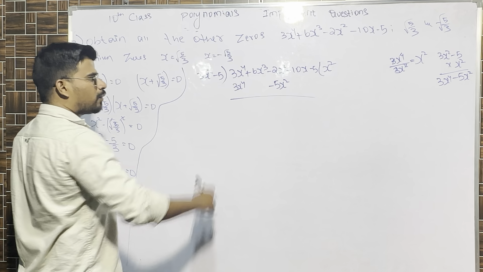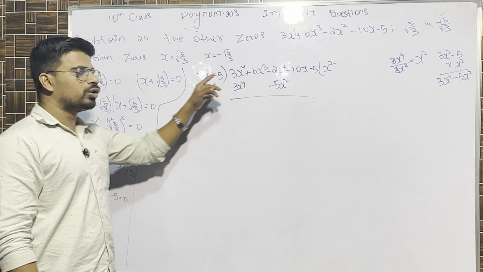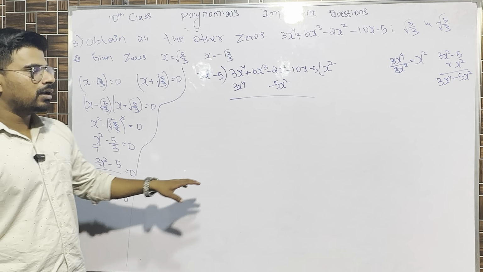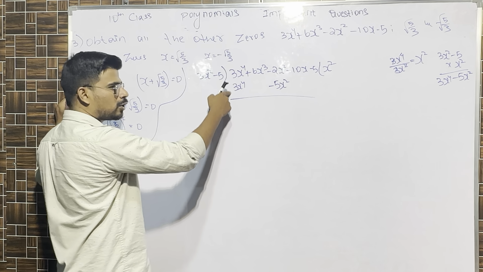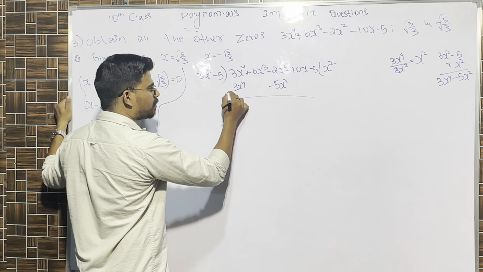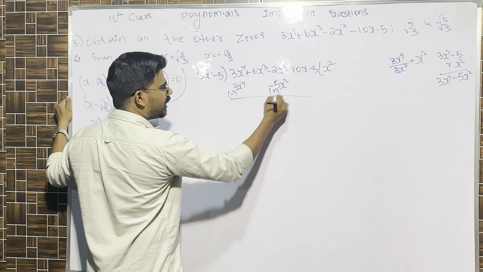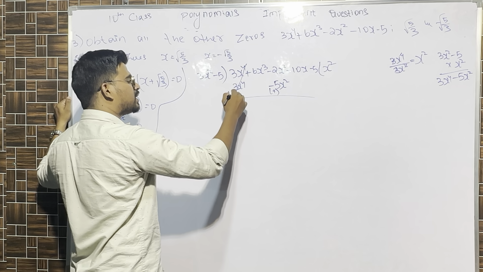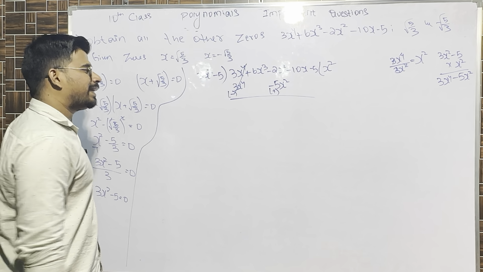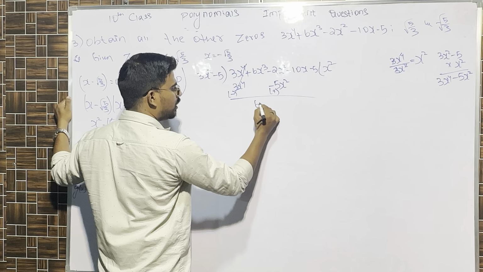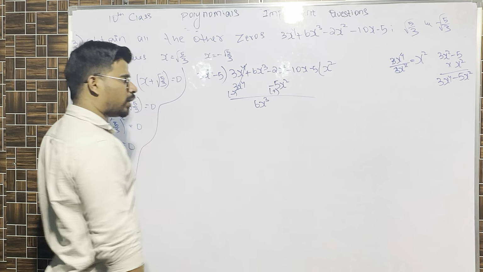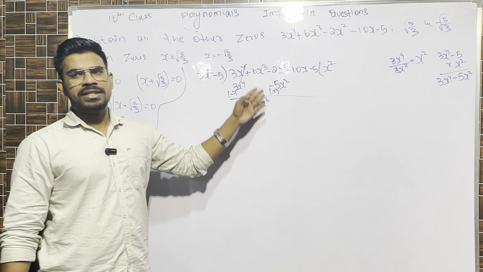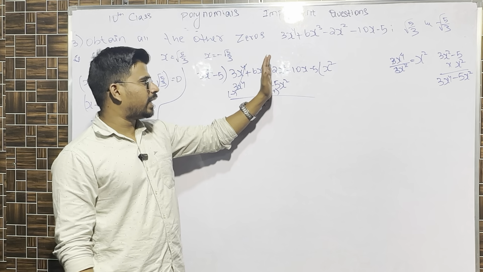3x power 4 and 3x power 4, will they be cancelled? Both have the same sign. In order to cancel, you have to change the sign. This is plus, this is also plus, so I'll make this minus, and here it becomes plus. 3x power 4 minus 3x power 4 cancelled. 6x cube, write 6x cube as it is. Minus 2x square plus 5x square.